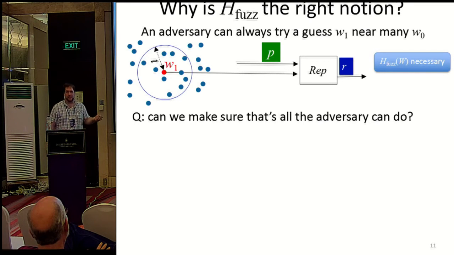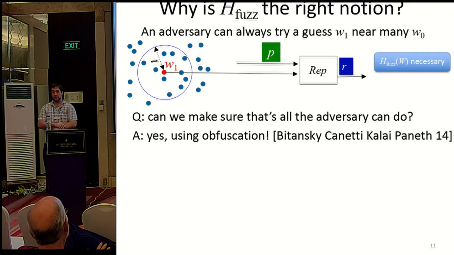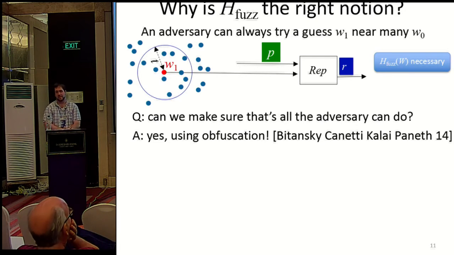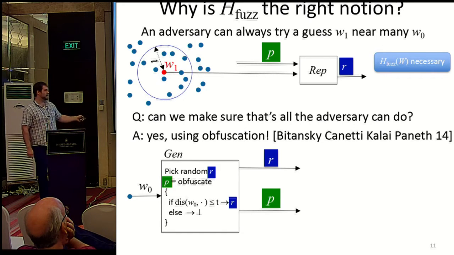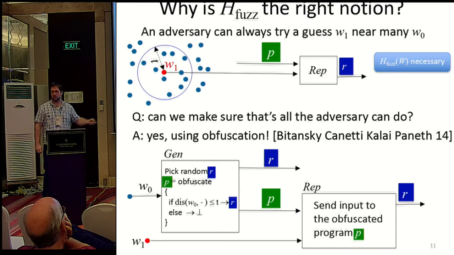So our goal is to say we want to make sure that that's all an adversary can do. And in the computational setting, the answer is yes, using obfuscation. And this is the work of Bitansky et al., who showed virtual gray box obfuscation for NC1 circuits. So basically, what you would do is inside of generate, you'd pick a random key R, and this public value would be an obfuscation of a proximity point program. And then in reproduce, you would just send your input to this obfuscated program.